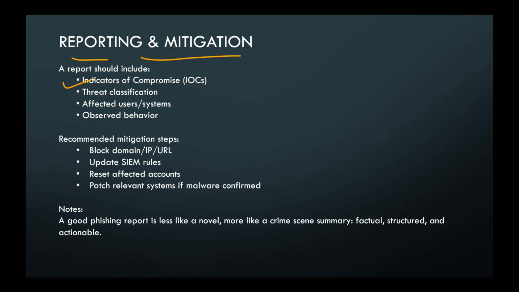First, what goes into the phishing report? So think of this report like a crime scene summary, clear, factual, straight to the point. And here is what to include: the indicators of compromise. So URL, IP address, hash, sender info, all the bad stuff you uncovered. And then threat classification. So it is credential harvesting, malware, business email compromise. So this helps others quickly understand the intent.